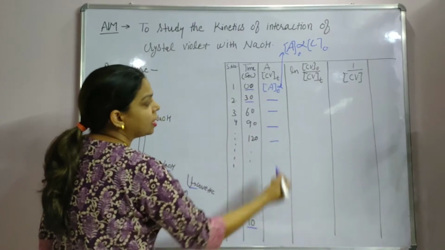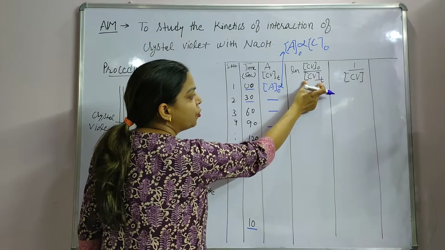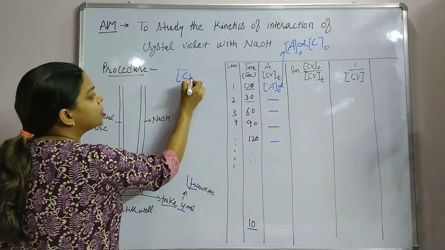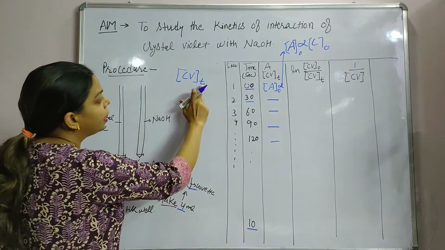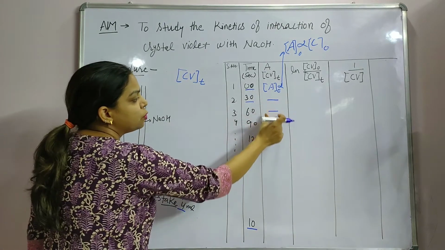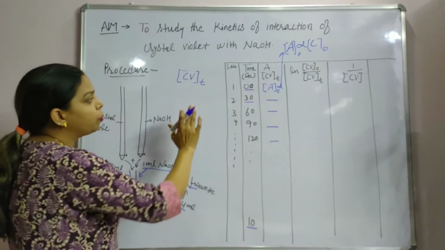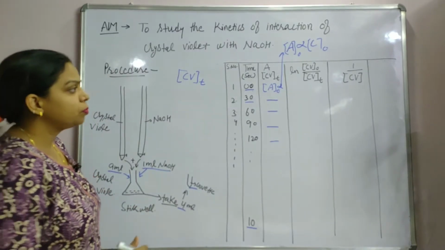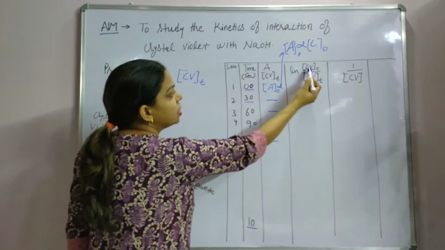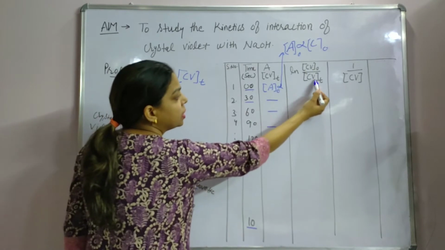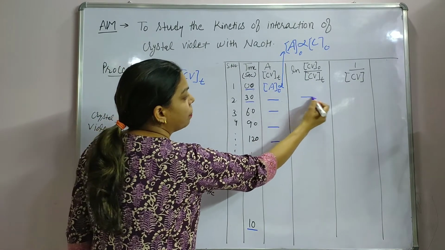The rest of the readings are CVt. CV is for crystal violet. This means the concentration of crystal violet. This term here represents the concentration of crystal violet at any time t. So for each absorbance value, the concentration at that time will be proportional to the absorbance. So from this column, you will keep on dividing these two terms. CV naught is this, CVt is this. So the first term divided by the second term will come here.